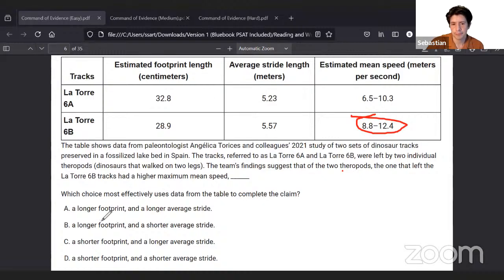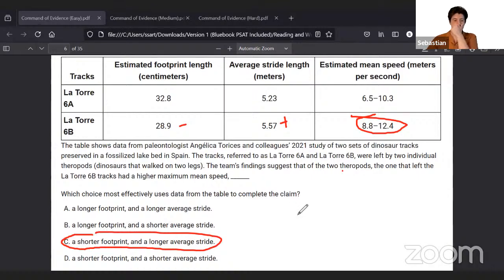The options are longer footprint, longer average stride; longer footprint, shorter average stride; shorter footprint, longer average stride; shorter footprint, shorter average stride. So we look at the stride length, they are longer here, and they are shorter here for the footprint. So it should be longer stride length, shorter footprint, which is shorter footprint, longer average stride, C, right? Okay, if you have questions on that, let me know.